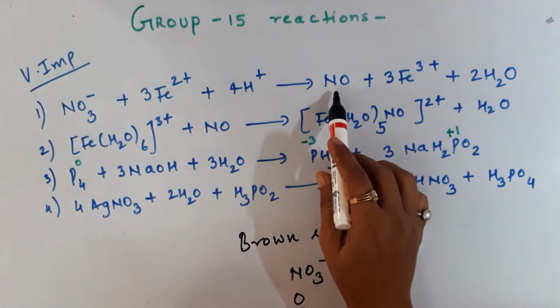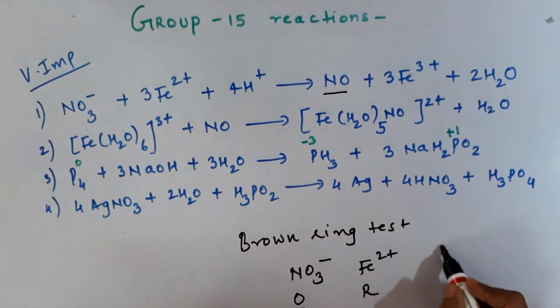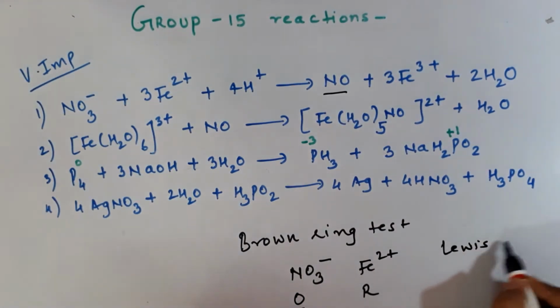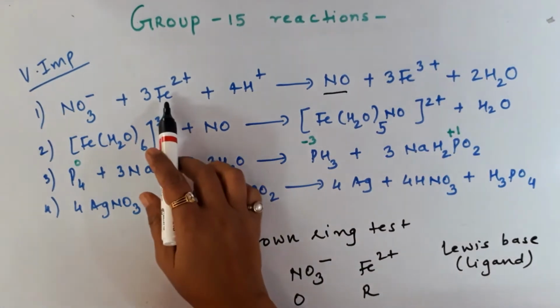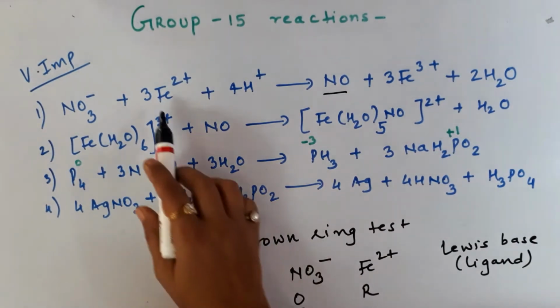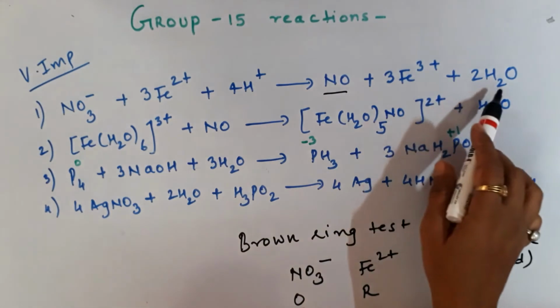So this much everybody remembers, and the nitrate will be oxidizing agent, so it will get reduced to nitric oxide. So this is nitric oxide which is formed, which is a kind of Lewis base now, which is a kind of donor of electrons, which we will call it as ligand now. Ferrous gets oxidized because it's a reducing agent, it gets oxidized to ferric and water is formed. So the first reaction is simple.